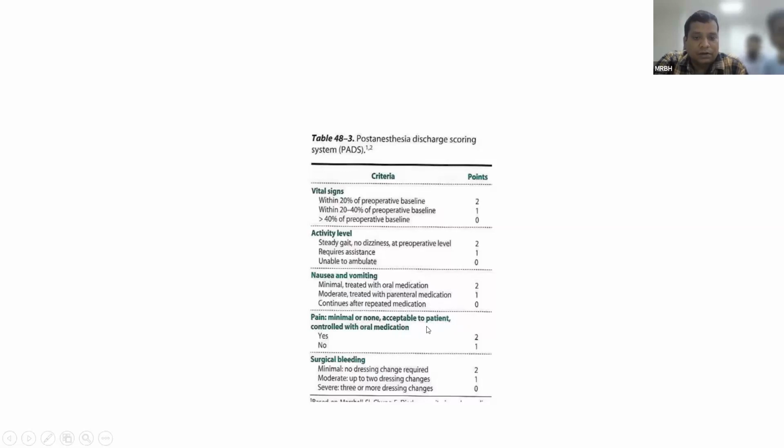Pain: minimal or acceptable to the patient, controlled with oral medication, 2. Is it acceptable? If yes, then it is 2, and if no, 1. Surgical bleeding: minimal, no dressing change required, 2; moderate, up to 2 dressing changes, 1; severe, 3 or more dressing changes, 0.